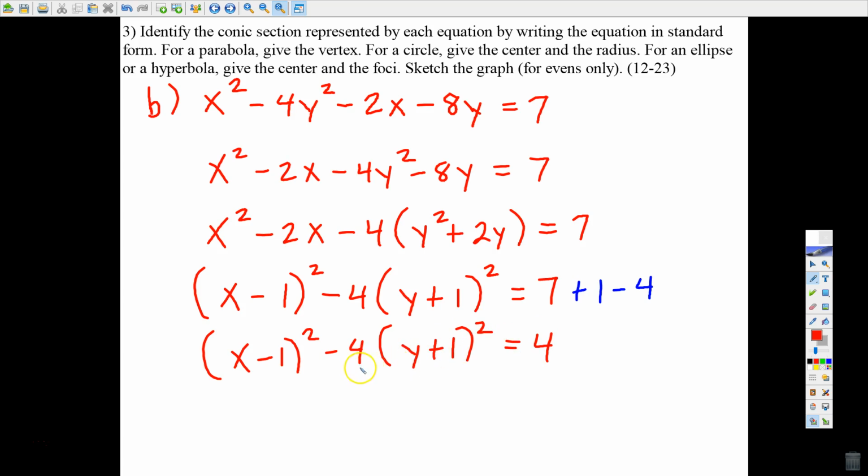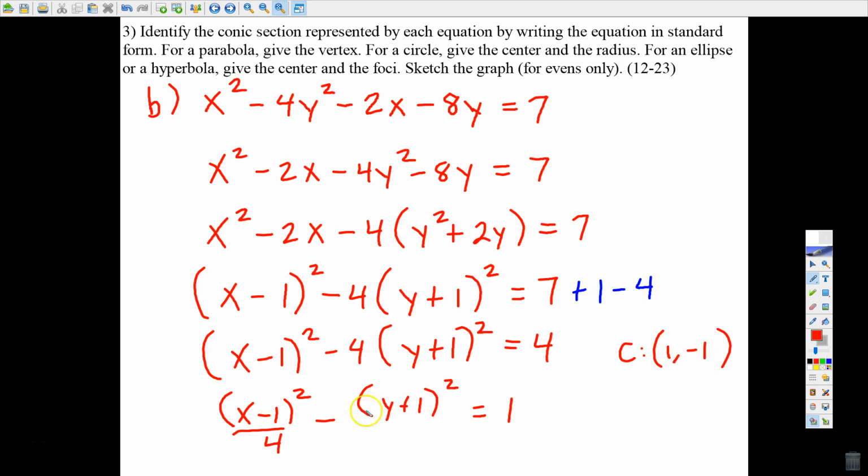Okay, so once again, it can't be a circle. It is going to be a hyperbola. Let's divide by 4 all the way across. Minus y plus 1 quantity squared over 1 equals 1. All right, so our center is going to be 1, -1. 1 from the x variable, and -1 from the y.